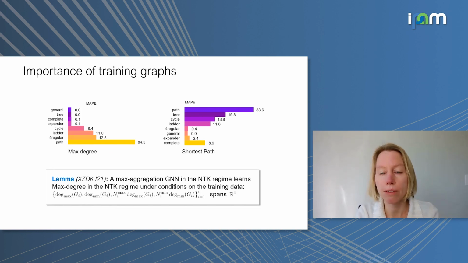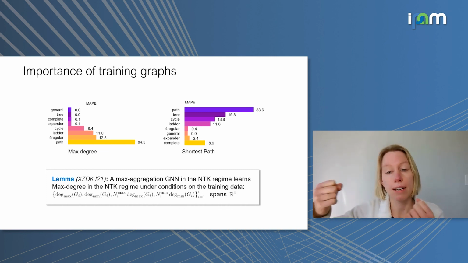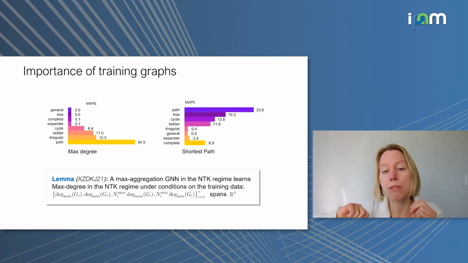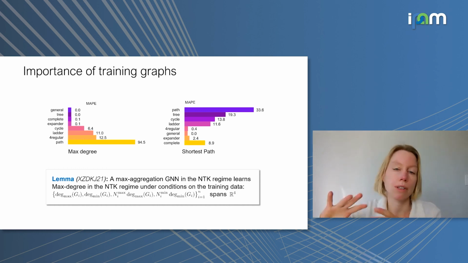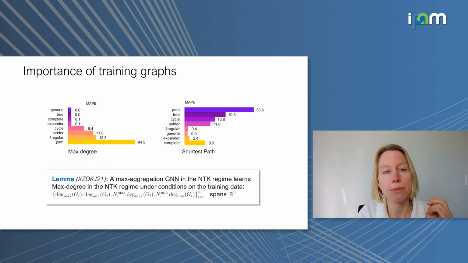And in simple cases, you can even formalize it. This is a lemma that formalizes it for learning max degree. It says essentially you look at, for each of your training graphs, some statistics of the graph, like the max degree, the min degree, and how often that occurs. Now you take the collection of these description vectors, and that should span R^4. So basically your distribution of graphs has to be rich enough.